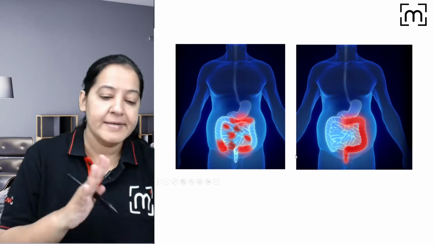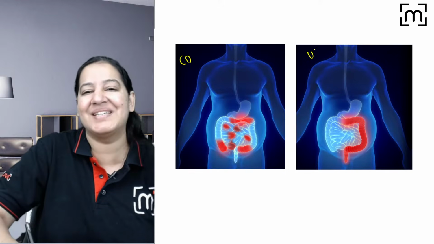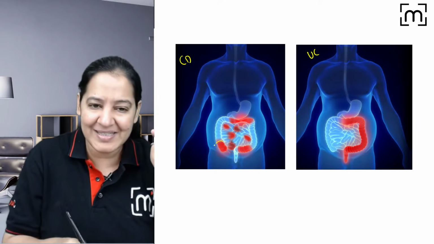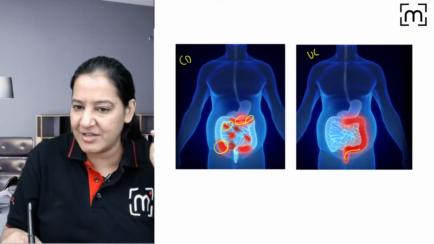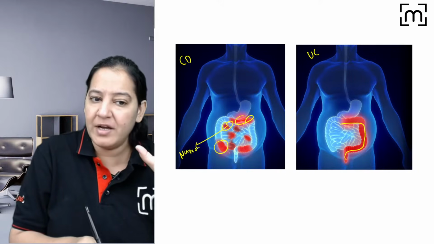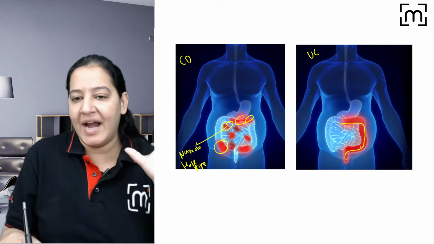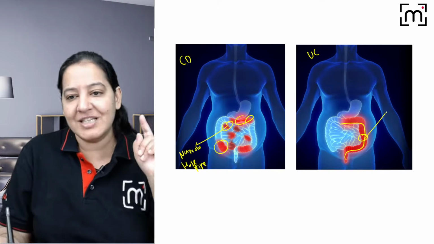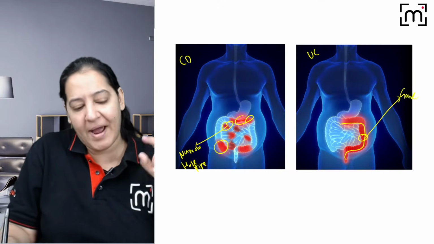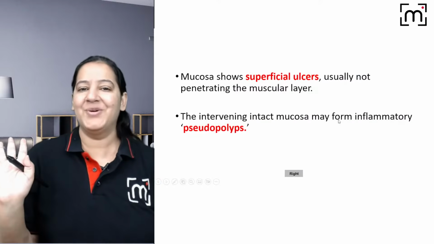You got my point? Compare the two. This one is CD, I guess. This one is UC, I guess. You all can compare. You can see the skip areas here. You can see the continuous involvement here. You can see here the lumen is narrow. That's why it is known as hose pipe. And here the lumen is widened. So such a pipe is either known as garden pipe or pipe stem. Both are one and the same. I guess you got it, right?